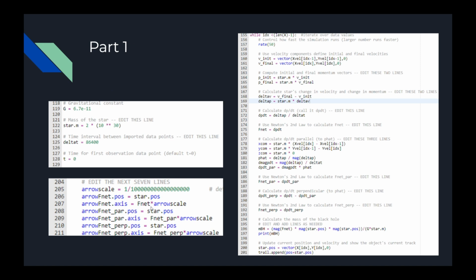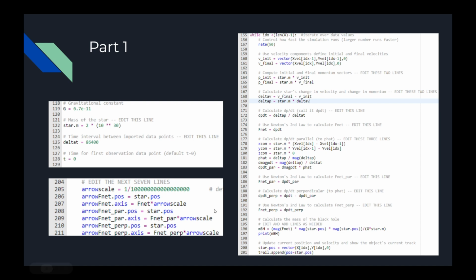For Part 1, I plugged in the mass of the star and the change in time. And as you can see from the code here, I probably won't explain all of it, but I'll explain the gist. So for here, for example, I use Newton's second law, so F net is equal to the change in momentum. Then also here I calculate the net force in the parallel direction and the net force in the perpendicular direction. And then using all of these values here, I was able to calculate the mass of the black hole using the gravitational force formula.